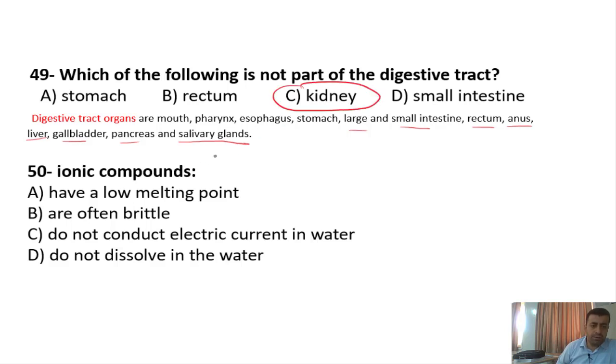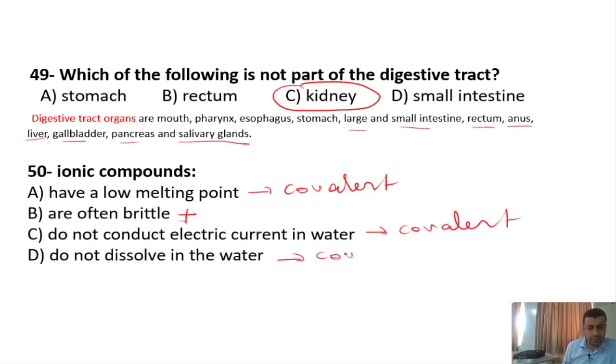Ionic compounds have low melting point. It is for covalent. Let us wait this one. Do not conduct electric current. It is for covalent. Also, do not dissolve in the water. Also, it is covalent. So answer will be B.